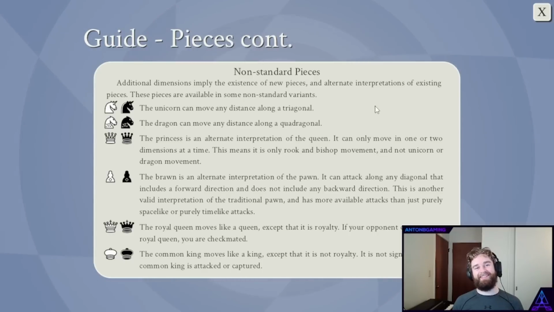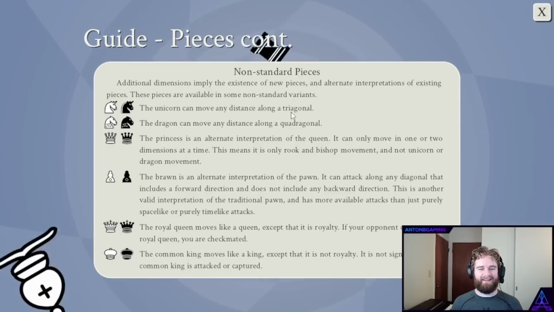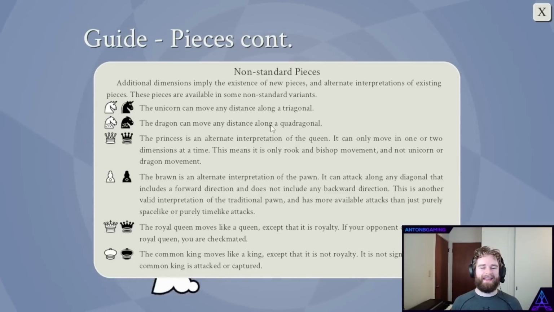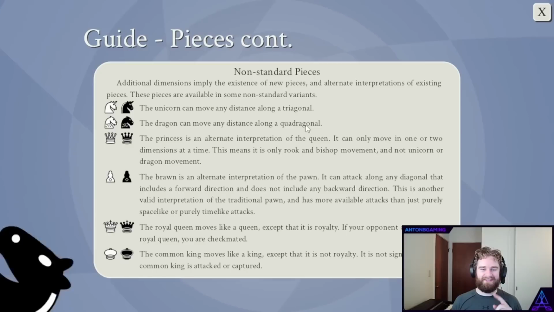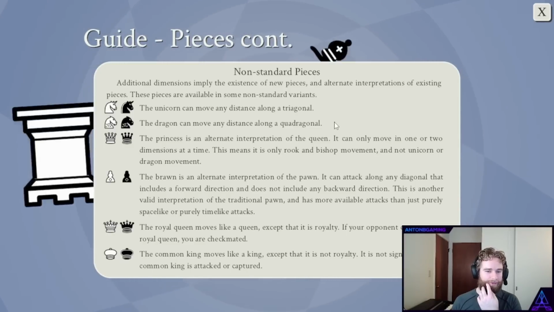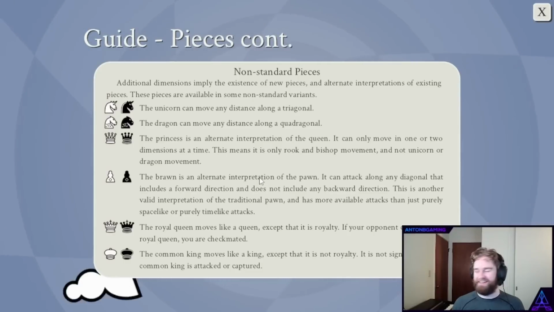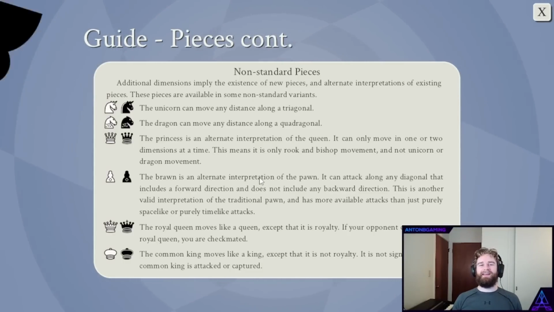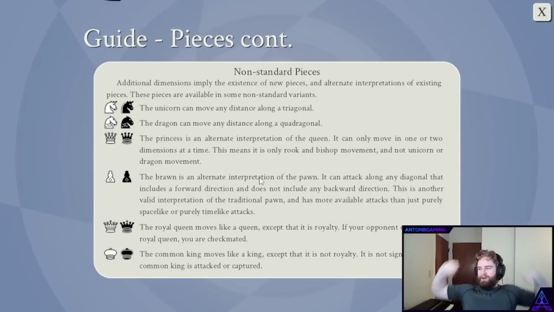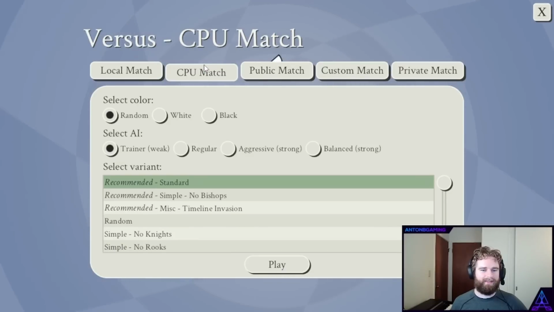Oh, this is good. So there's additional dimensions, so there's different pieces. There's the unicorn, which can move any distance along a triagonal, or the dragon, which is a quadrigonal. So instead of a diagonal along 2 dimensions, a triagonal or quadrigonal is along 3 or 4. The brawn is an alternate interpretation of the pawn. So I guess if I was a chess piece, now I know. Well, I'd be the brawn. Maybe. Let's just do standard against the CPU.